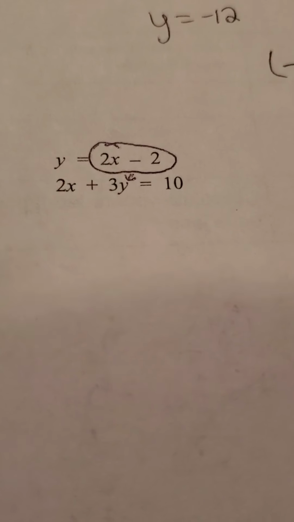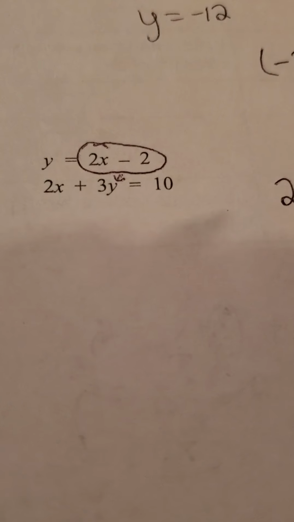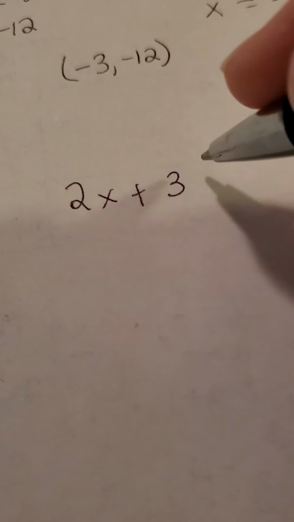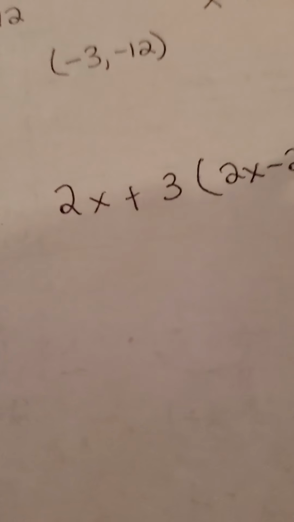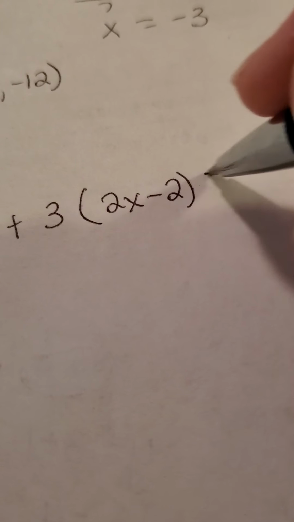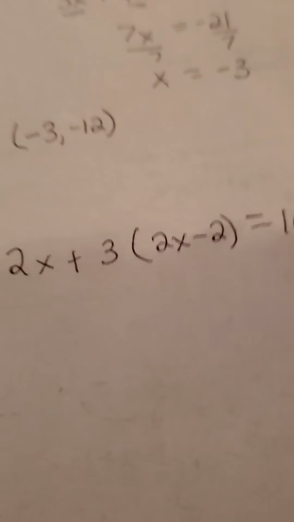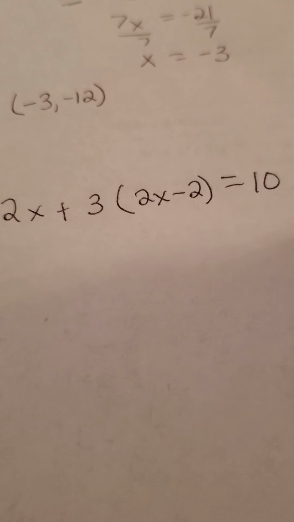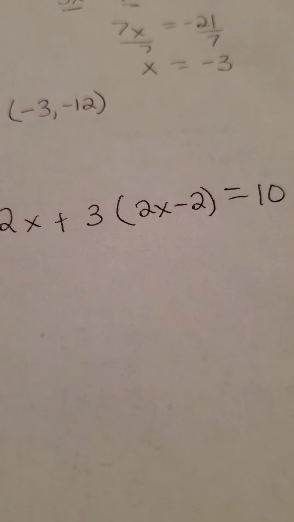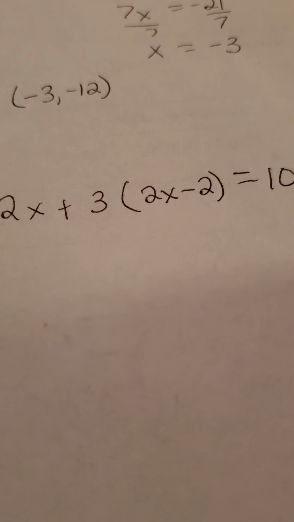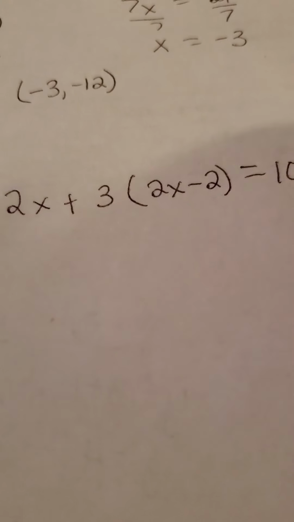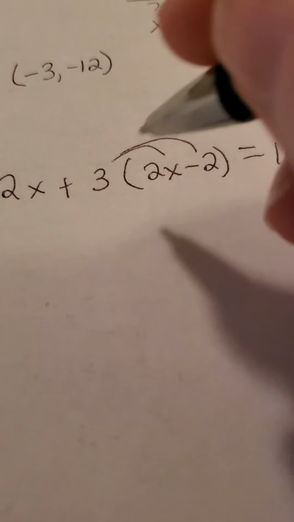Okay, so I'm going to say 2x plus 3, and instead of y, I'm going to put in that 2x minus 2. And that equals 10. Now again, I have a little bit more solving to do this time. I got to do some distribution, and then some combining of like terms, and then get my two-step equation alone. So first things first is I'm going to do 3 times 2x and 3 times a negative 2. I'm going to do that distribution.